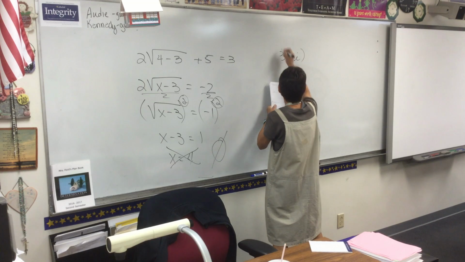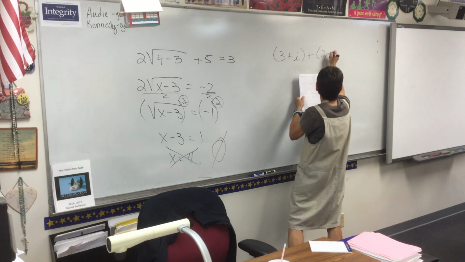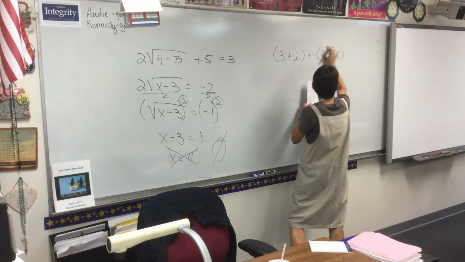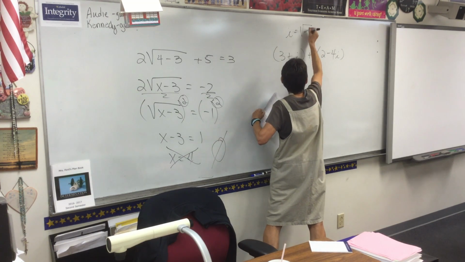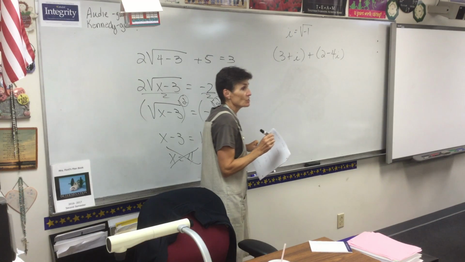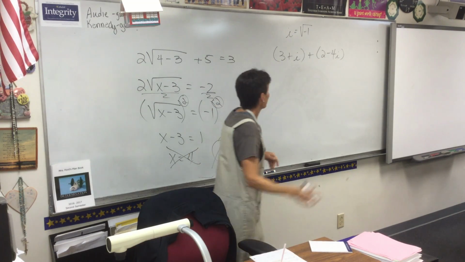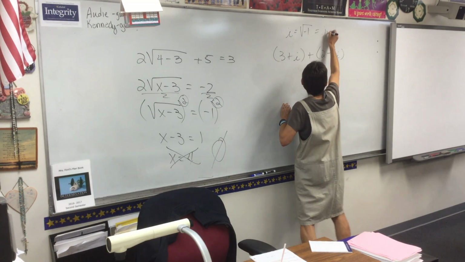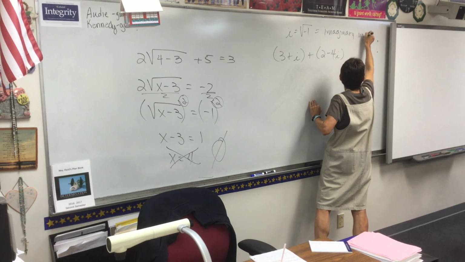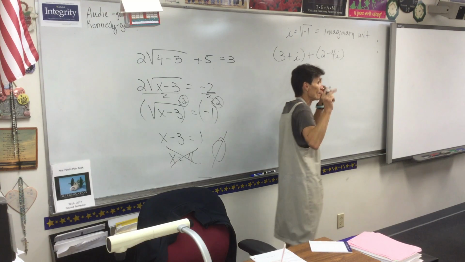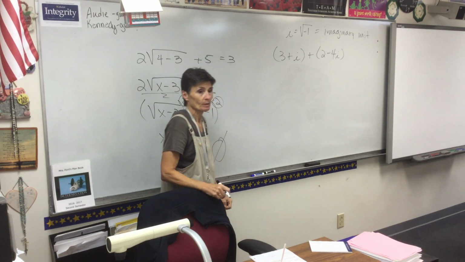What's i? What are we talking about when we put these i's in here? i is the square root of negative 1. So when we see that i, it's what we call the imaginary unit. It signals that now we have imaginary numbers.